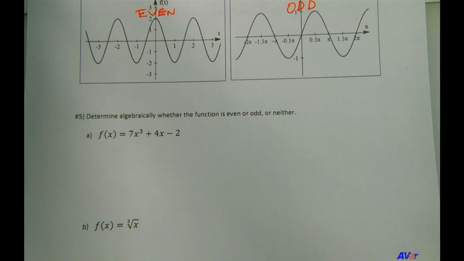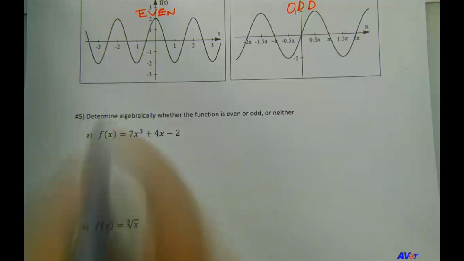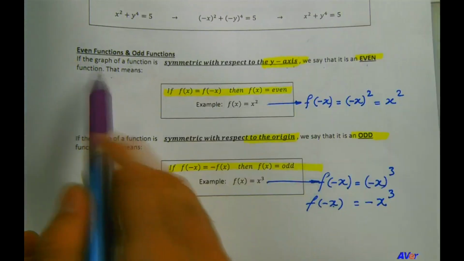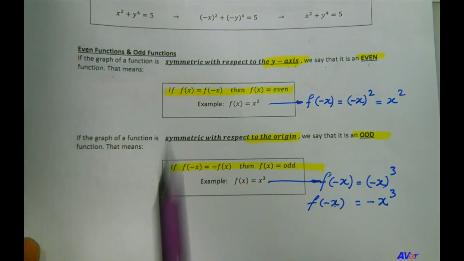Okay, so determine algebraically whether the function is even, odd, or neither. So we know how to do this, right? This is the criteria that we need to use. The definitions of even and odd functions were on the first page again. Let me bring this back. So this is how we determine if a function is even or odd.